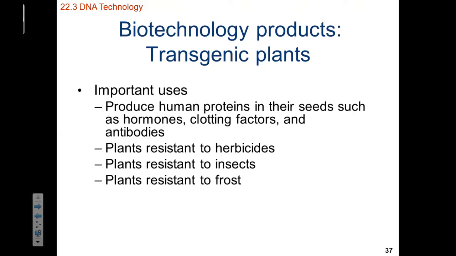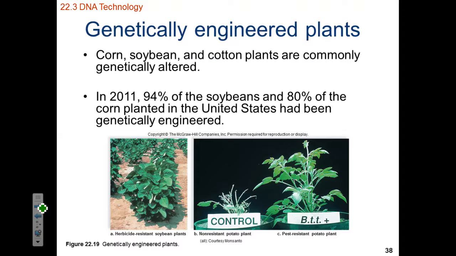If we look at transgenic plants in particular, and I spent a lot of time working with transgenic plants in the research lab that I worked in, we can design these plants to make human proteins so that we could potentially have a plant act as a human vaccine or human medication. We can design plants that resist herbicides or insects or resist frost so that we can have increased crop yields and higher rates of food production and ideally less hunger in the world.